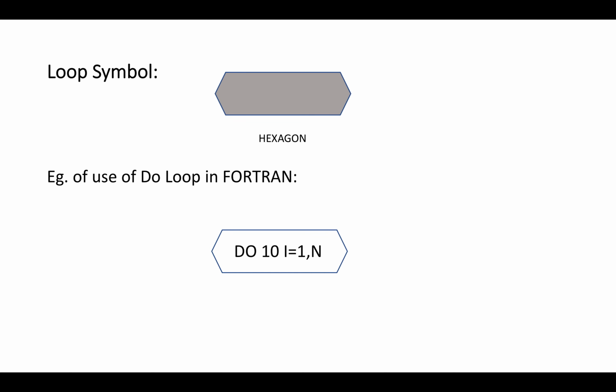One more symbol left in the table is the loop symbol. This is a hexagonal shape symbol used for looping in Fortran. An example of a do loop is given in this hexagonal shape. So for defining a loop inside the flowchart, you can use this kind of symbol.